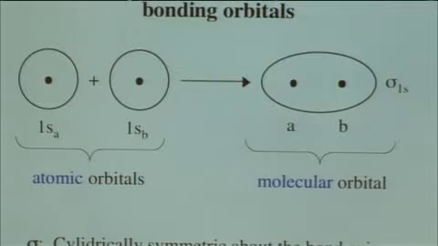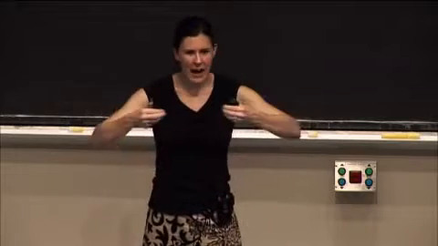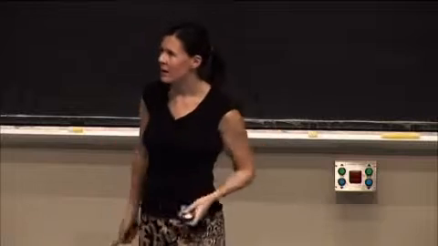The bond axis is just the axis between the two nuclei. Sometimes it's also called the internuclear axis. So anytime you have two atoms bonding, the bond axis is just the axis that they're bonding along.